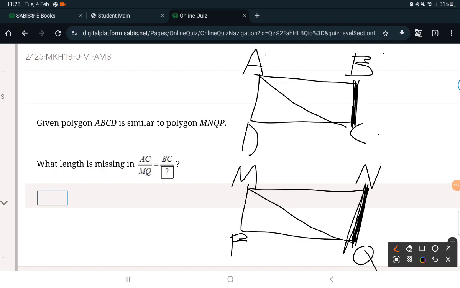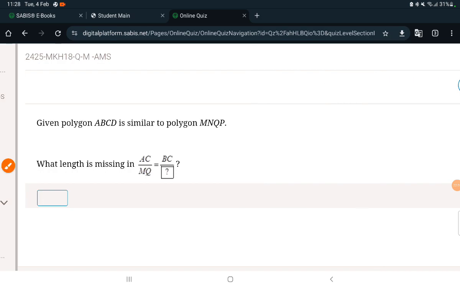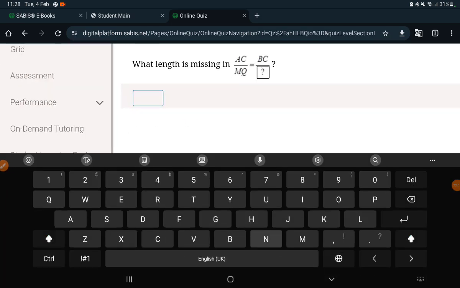We drew out the figure. If you get this wrong, then you need to start focusing, because this is literally just a similar polygon. AC, this is the diagonal, is similar to diagonal MQ. Then BC is obviously similar to the right side, which is NQ. So what length is missing? It is NQ.